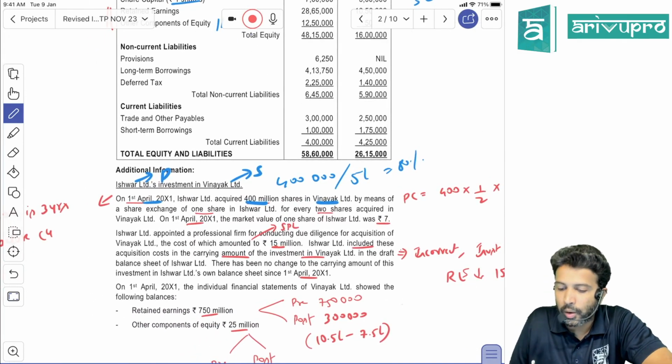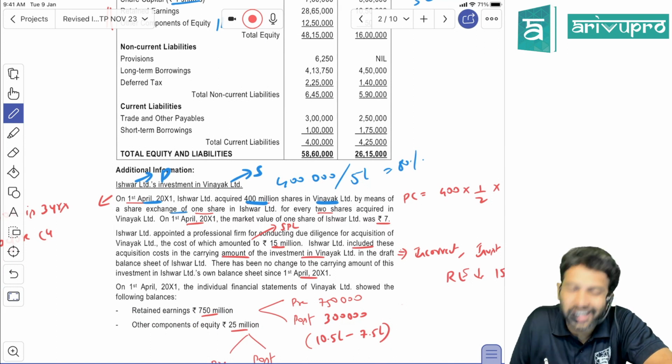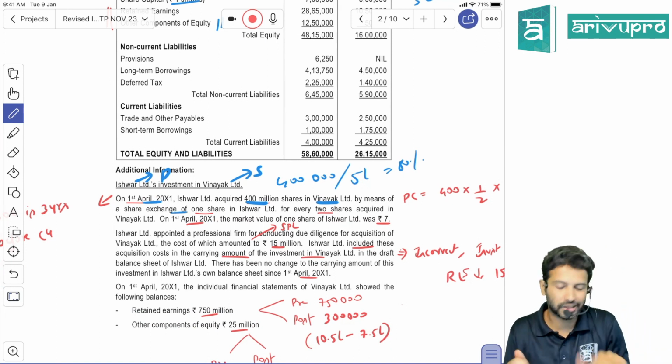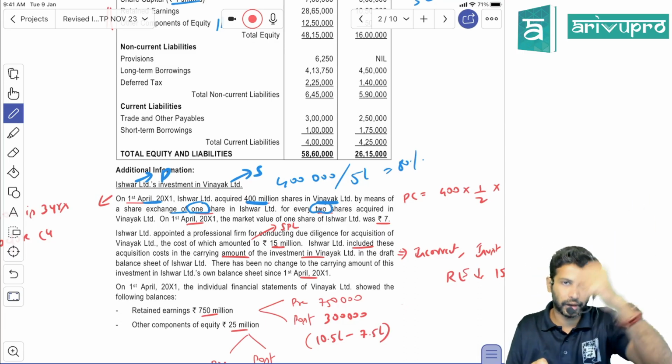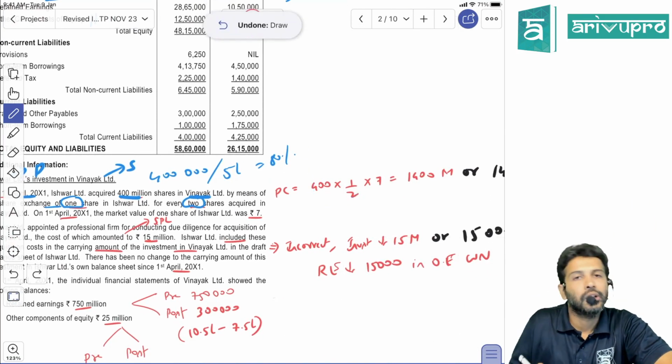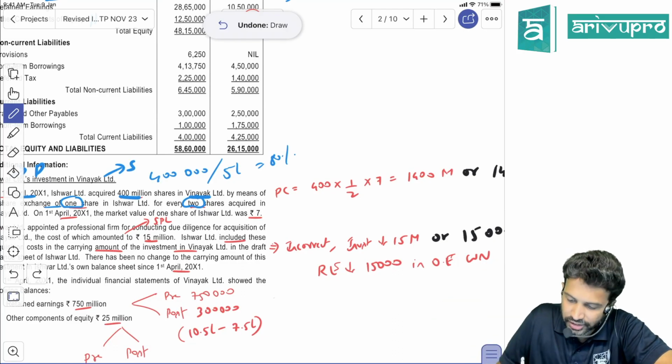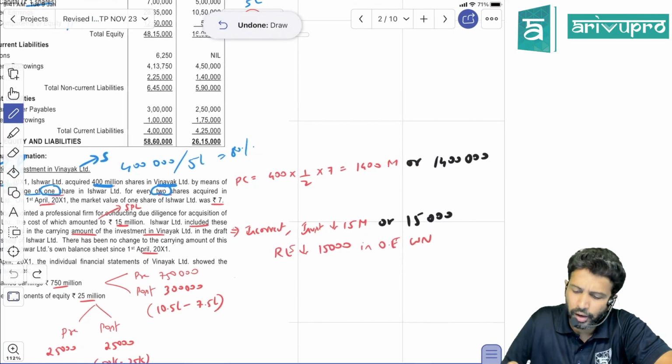Alright, so we have acquired 400 million shares in Vinayak by means of share exchange. So PC is discharged in the form of shares. 1 share for every 2 shares acquired. So for 2, we'll give 1, right? So for 400, how much will it be? For 400, 200 million shares we will give. This also, if you want, you can express in thousands only.